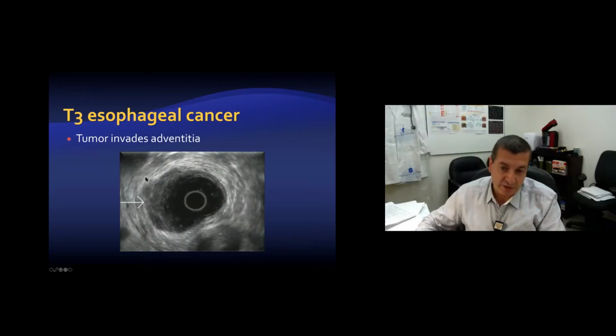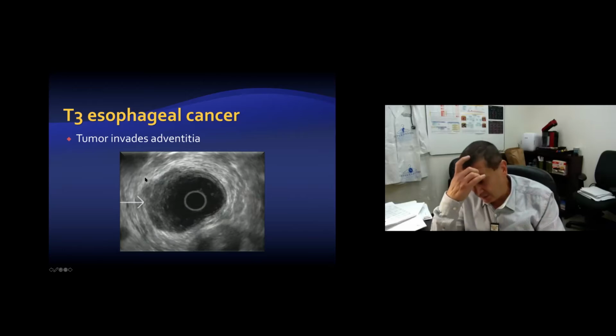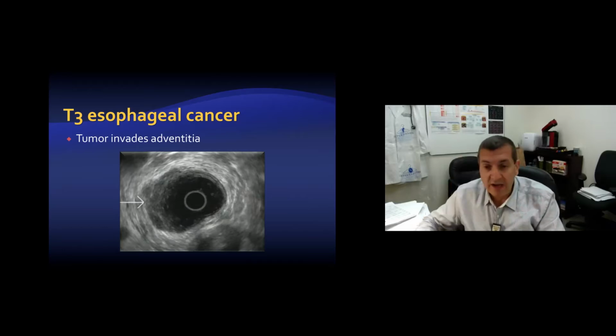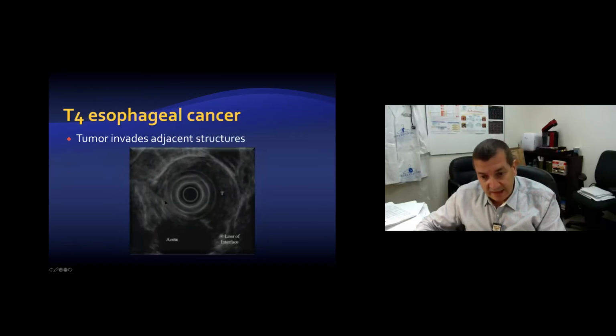I'm not sure whether the pictures are transferring properly or not. I hope they are. But you can see on this side of the esophagus all the layers clearly, and suddenly you lose that layer here, and things are protruding outside the muscularis propria, making it a T3 lesion.